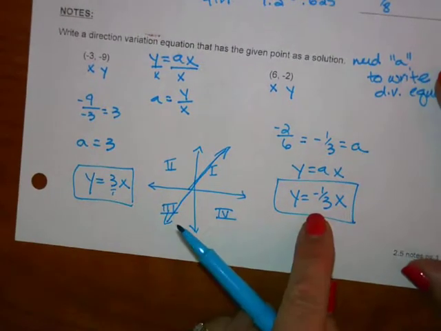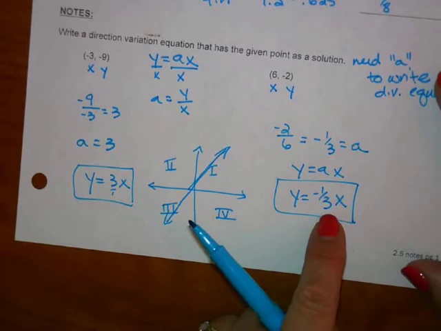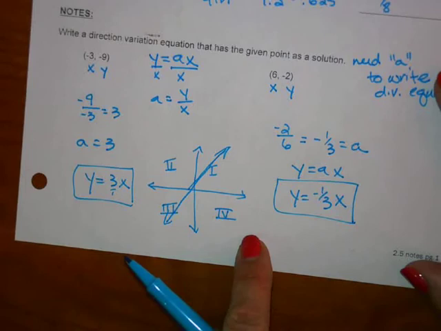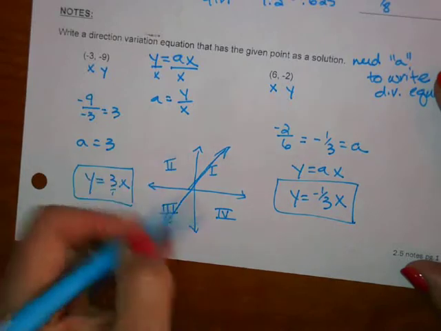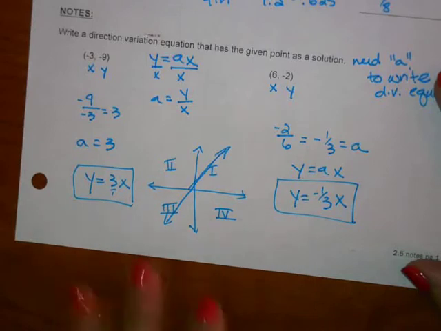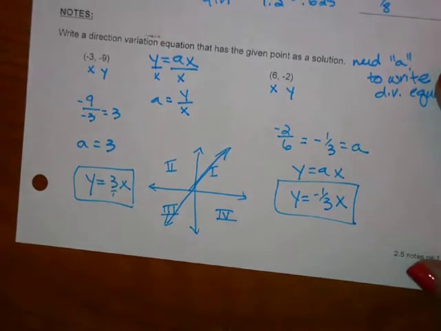On the flip side, this also goes through the origin, but since it's negative, it's going to go through quadrants 2 and 4. It's going to go down. No matter what angle, it's still going to be in 2 and 4 if it's a negative slope. Do you need to know that right now? No, but you will eventually. So think about it, okay? All right, turn it over.